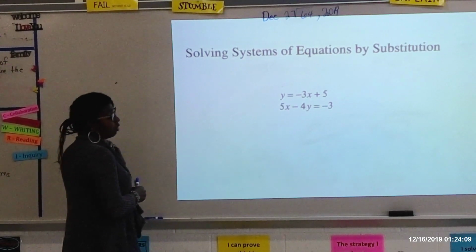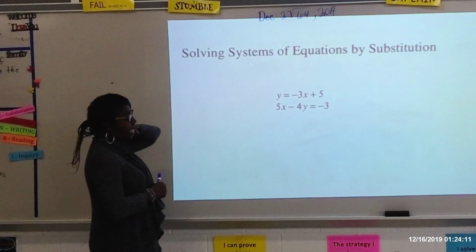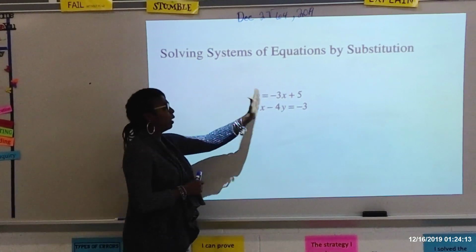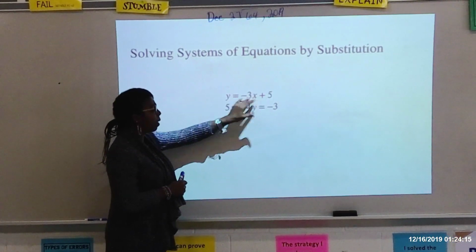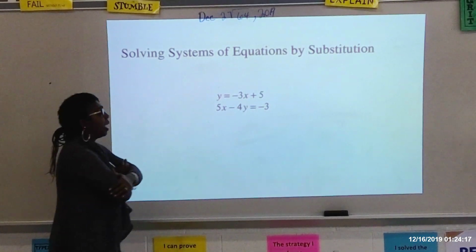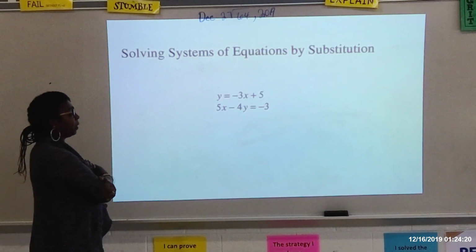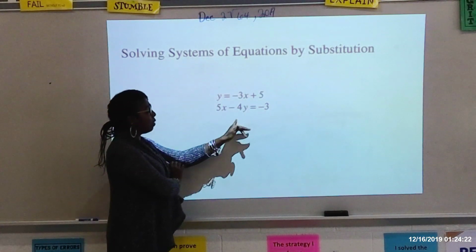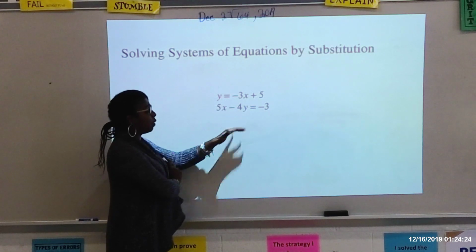Solving systems of equations by substitution. In our last example, we had y equal to a particular number. Now let's look at the second example. We have y is equal to negative 3x plus 5. And then the second equation or function is written in standard form.